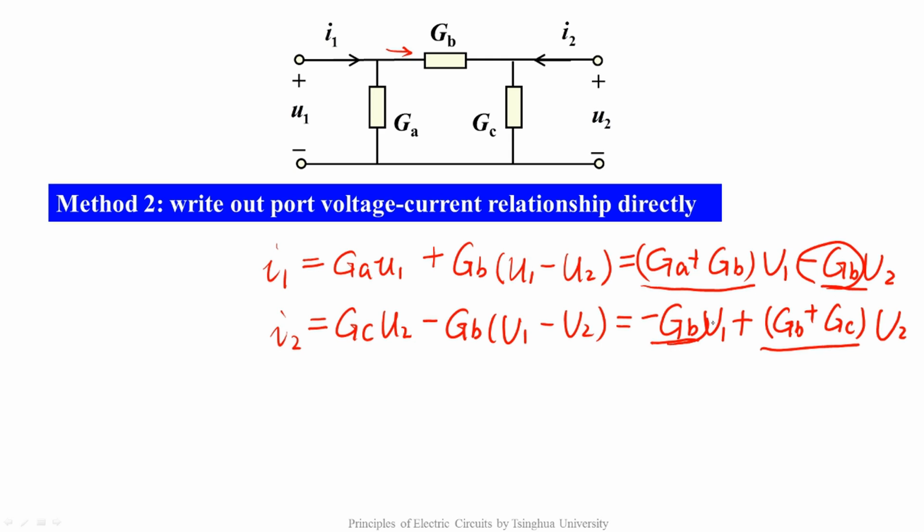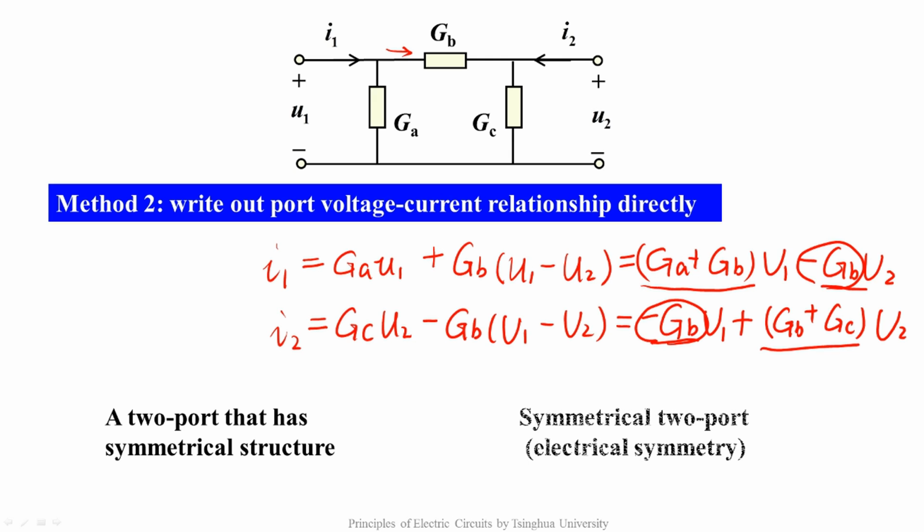For this network, if GA equals GC, this two-port is symmetrical. Now we discuss its G parameters. Besides G12 equals G21, G11 equals G22 as well, since GA equals GC.